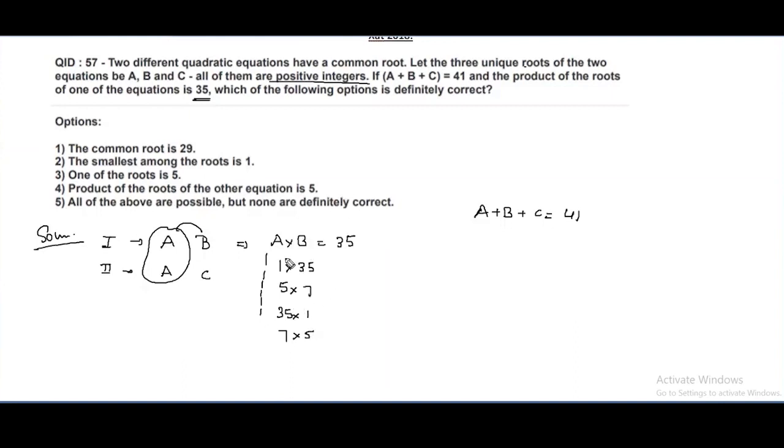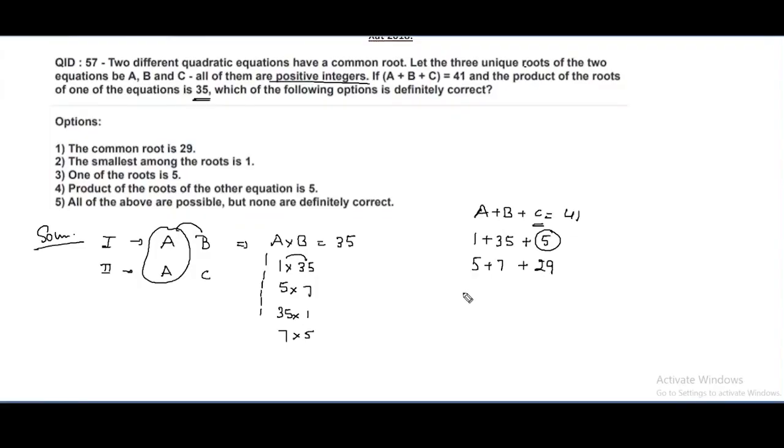Now the possibilities. If I take 1 and 35, what is the value of c? The value of c comes out to be 5. If I take 7 and 5, that is 12, what is the value of c? It is 29. And if I take the reverse, 7 and 5 again will not change, 1 and 35 will not change. So the 4 possible roots of these equations can be: the common root can be 1, with roots 1 and 35 and 1 and 5. The common root can be 5, with roots 5 and 7 and 5 and 29.